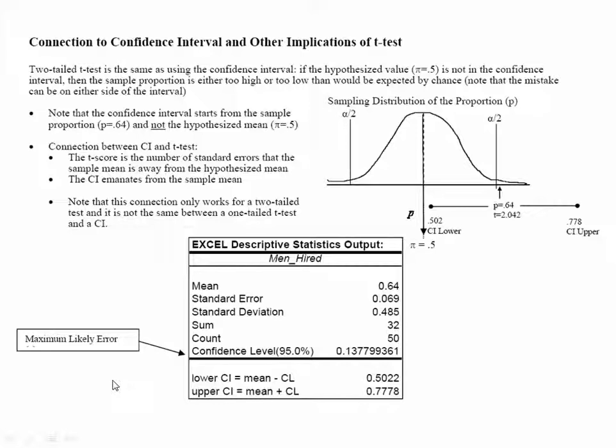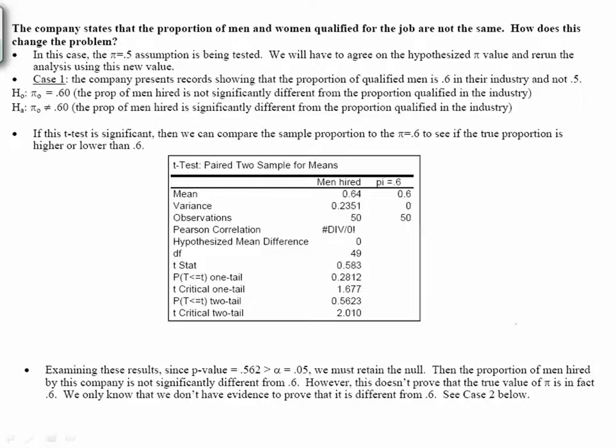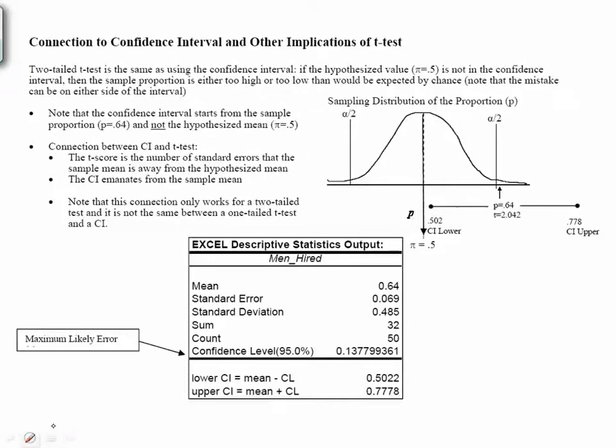50%. If we drew a confidence interval around our 64%, what we would find is that our lower bound is 0.502. Sorry, 0.502 is slightly larger than 0.5. So we would say that 0.5 does not fall within our confidence interval. Well, that's the same thing as saying that 0.5 is statistically different, in this case statistically less, than 0.64. So we can see the connection between the confidence interval and the t-test.